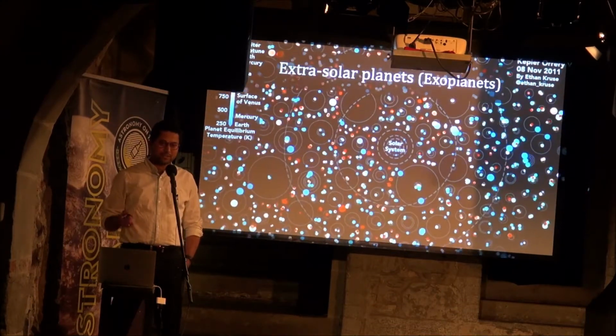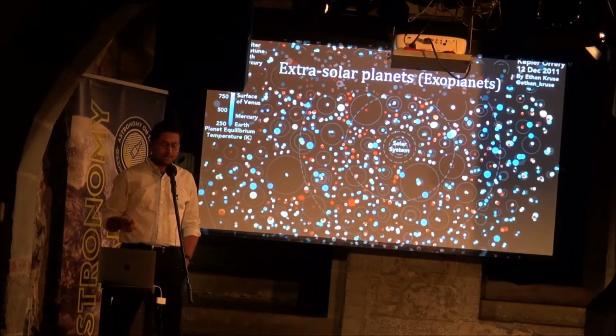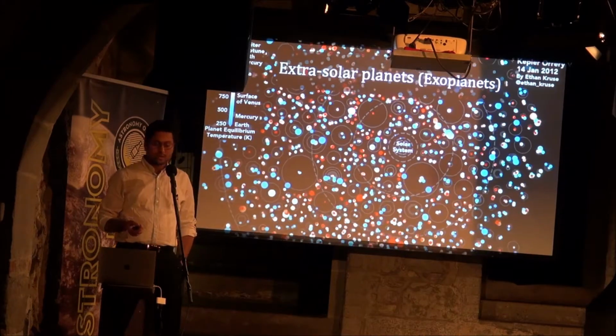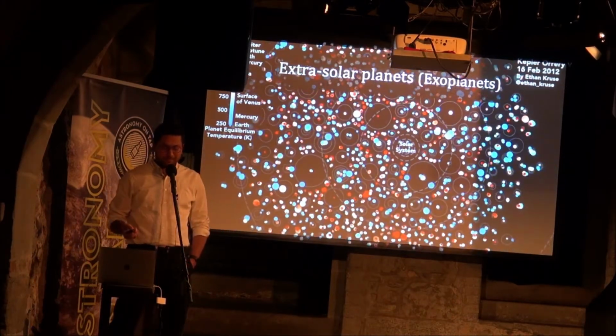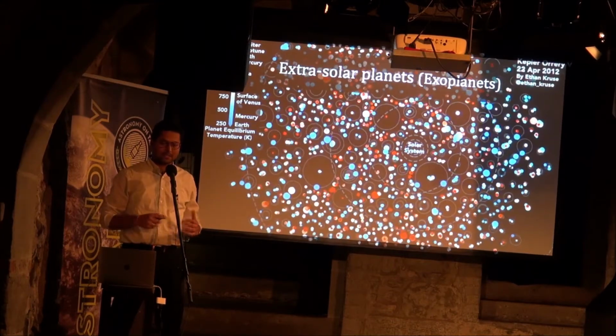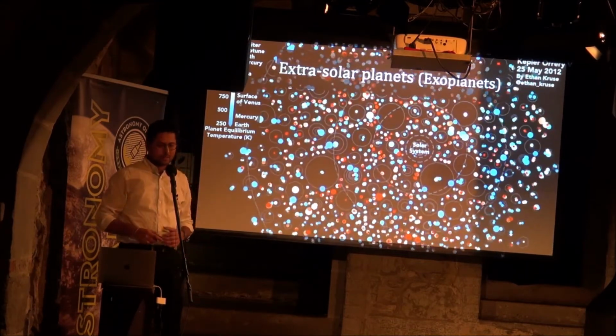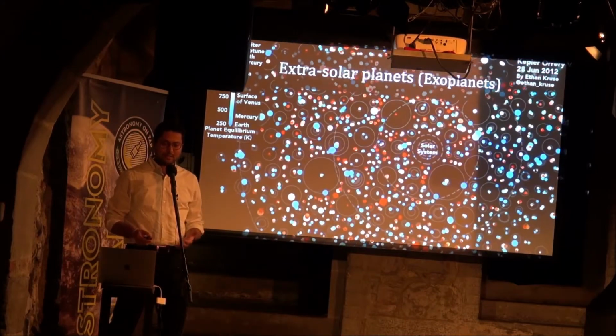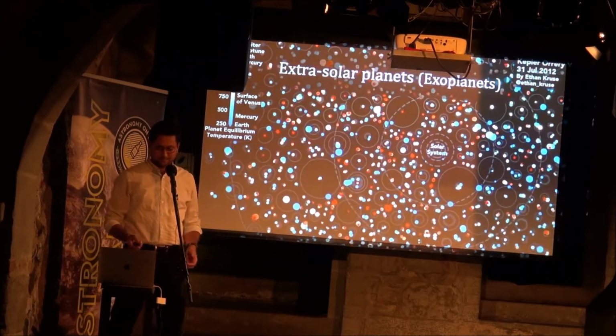And their sizes range from sub-Mercury size to planets larger than Jupiter. And their surface temperatures are, for some of them, extremely cold. And for some of them, they are so hot that rocks are molten on the surface.